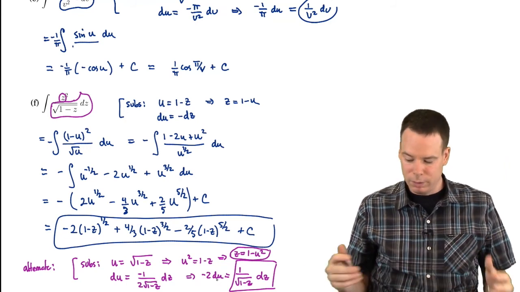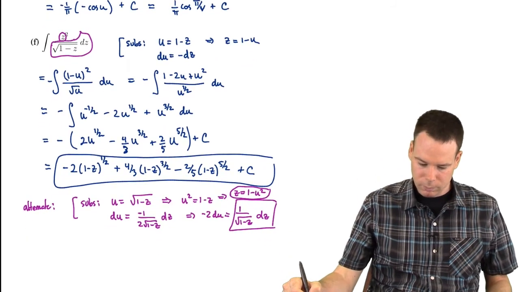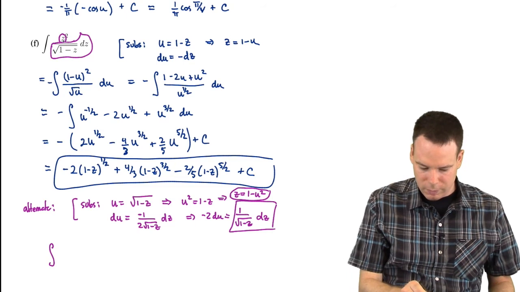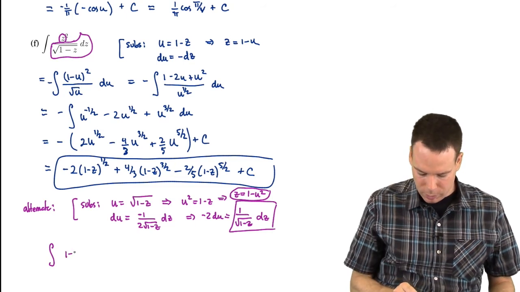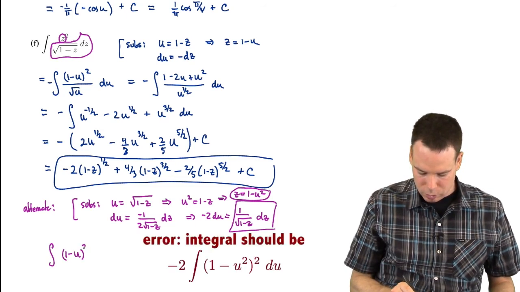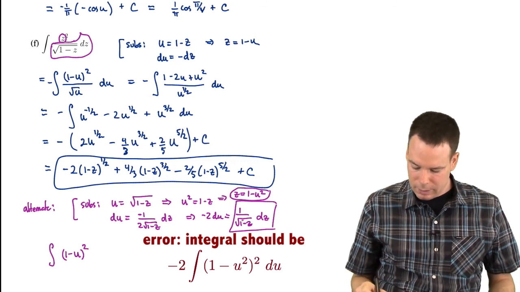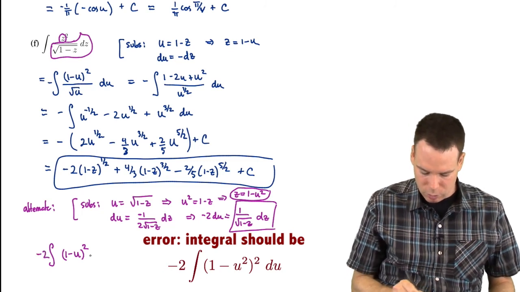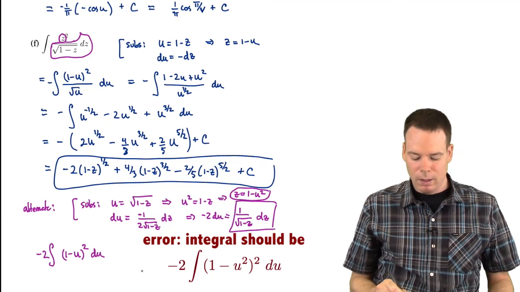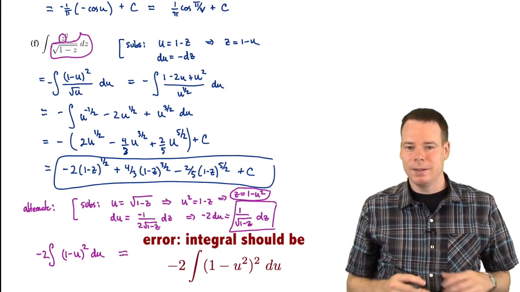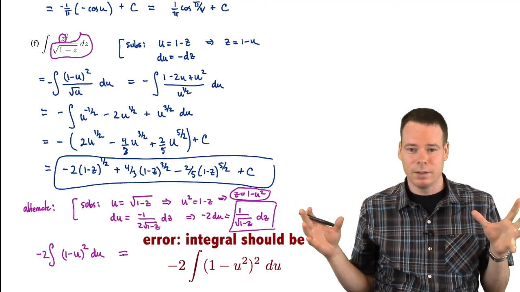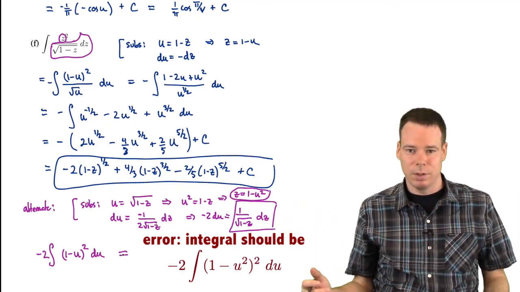So this would boil down to the integral of z squared, that would be 1 minus u squared, and the 1 over square root of 1 minus z dz gets replaced with a negative 2 du. And now I know I'm done in the sense that it's just a routine calculation from this point forward.